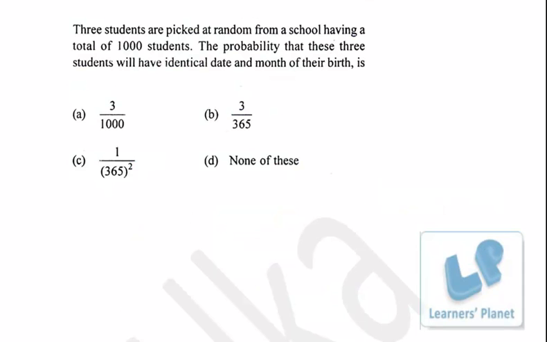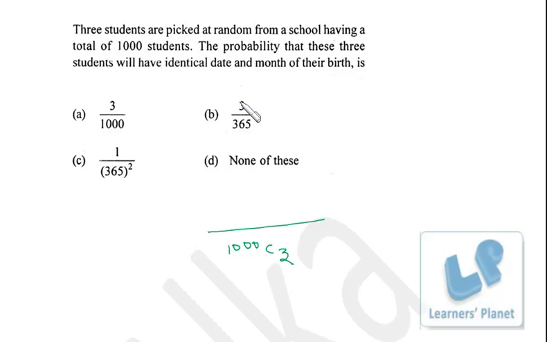Now this problem: 3 students are picked at random from a school having a total of 1000 students. The probability that these 3 students will have identical date and month of their birth. Since we have to find the probability, the total number of possible cases will be 1000C3. That means 3 students are selected at random from 1000 students. So these are the total possible ways.